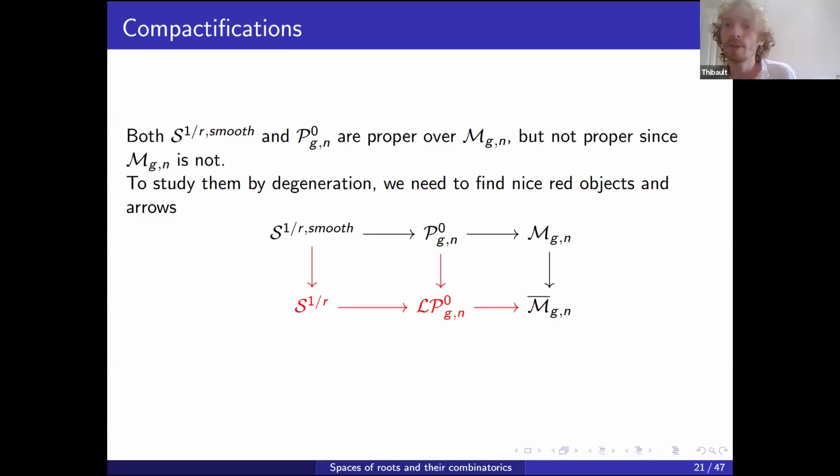And same as always, the game is to find compactifications which are nice and which play nicely with the ones we already have. So we would like these compactifications in red to have forgetful maps to MGN bar. We would like them to have good geometric properties. And most importantly, we would like them to still be meaningful, right? So we want to find the correct way to extend our moduli problems from MGN to MGN bar.